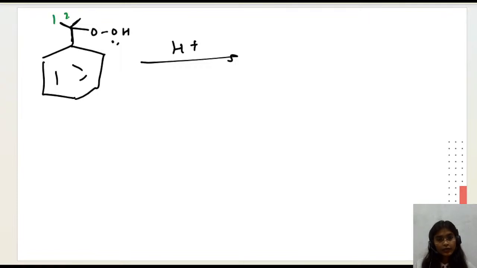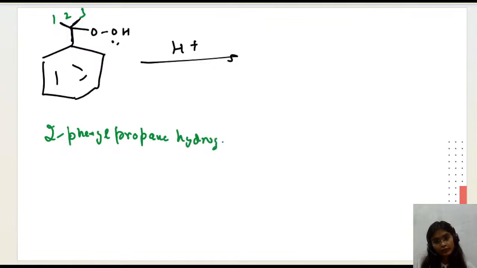So like one, two, three again. So the same, that is 2-phenyl propane hydroperoxide. Okay, just add hydroperoxide at the end of the name.